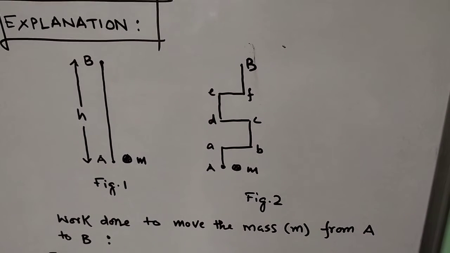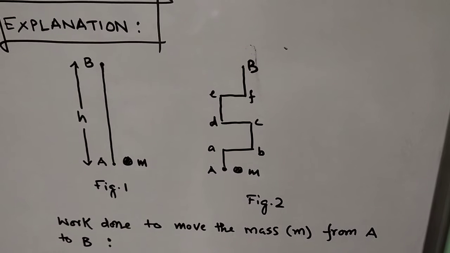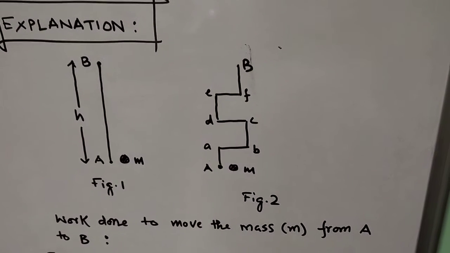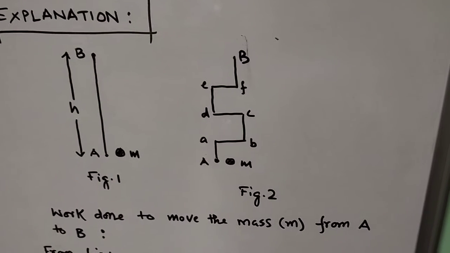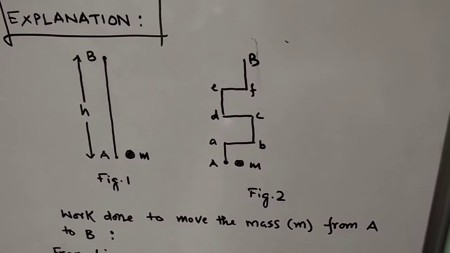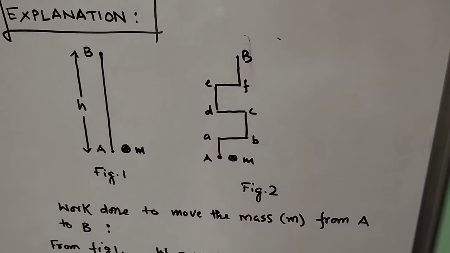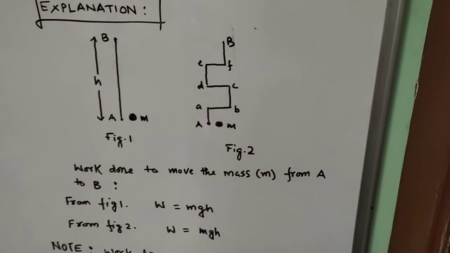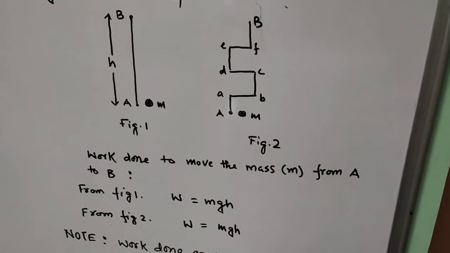Capital A to small a, small b to small c, then small d to small e, small f to small b. If you add up this vertical distance, the sum is nothing but the distance small h. So the total work done from figure B, figure 2 also, is W equal to mgh.